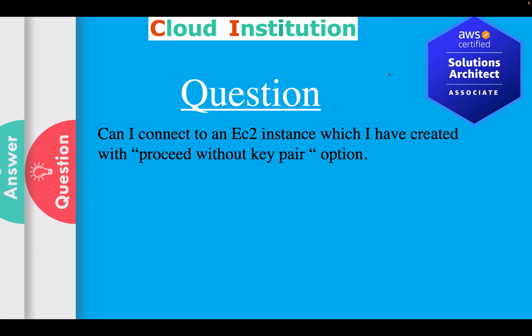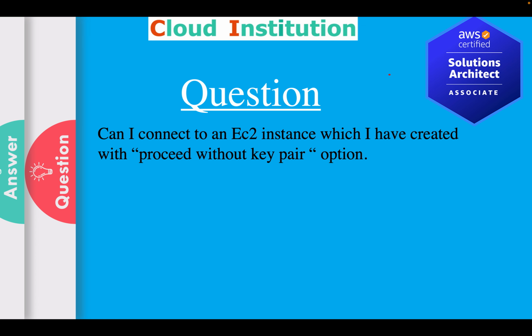So we have two key pairs: one is PEM, another one is PPK. These two key pairs should be available, then only we should be able to connect to this machine in any way. So the question the interviewer may ask you is: can I connect to an EC2 instance which I've created with the proceed without key pair option? Is there any other way?